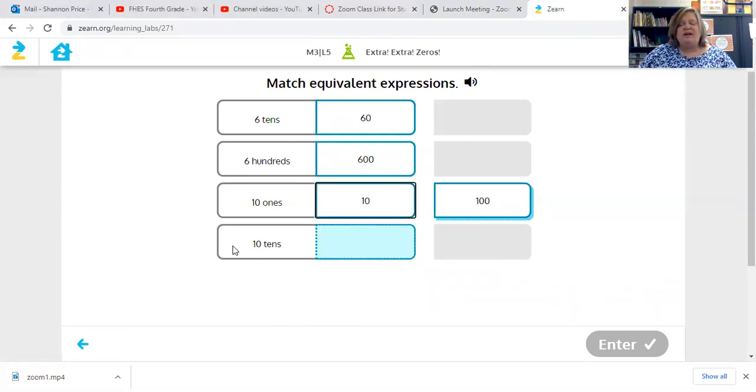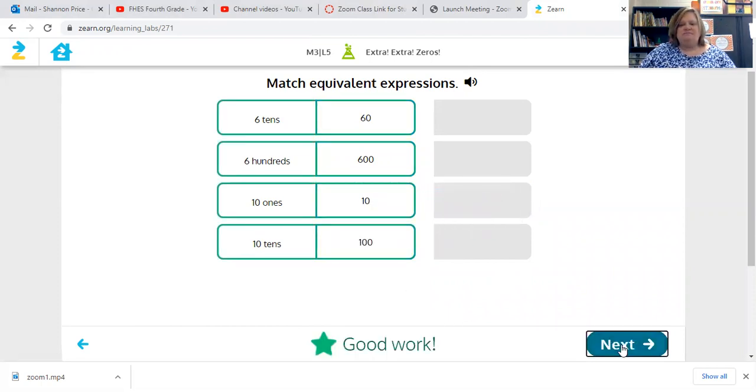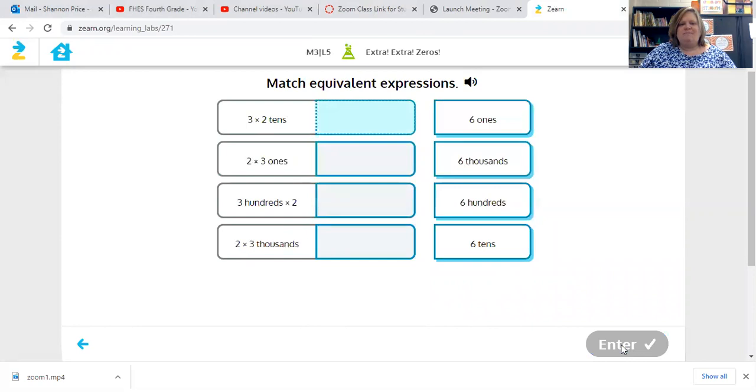And then, of course, we have 10 tens. So when I'm looking at it, I'm thinking of the tens place, and I'm saying, well, each one counts as 10. So there's 10 groups of 10. 10, 20, 30, 40, 50, 60, 70, 80, 90, 100. So 10 tens is 100. Great job.